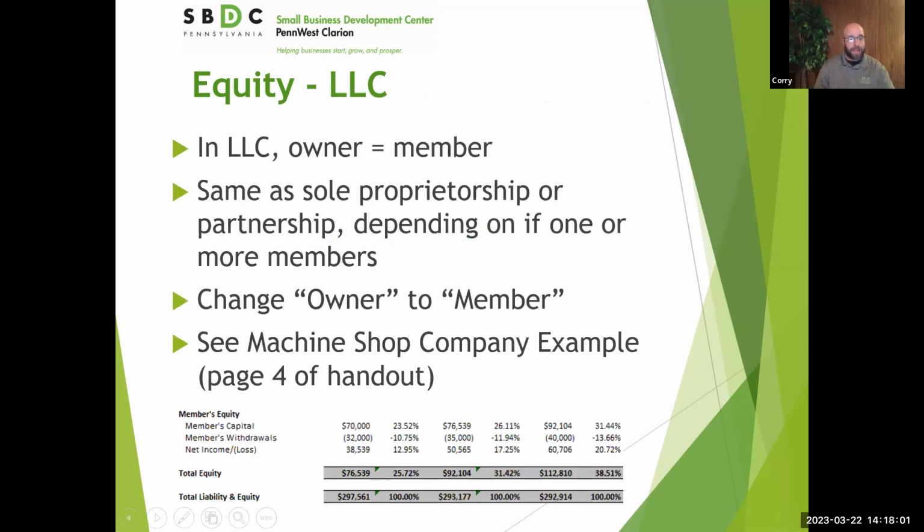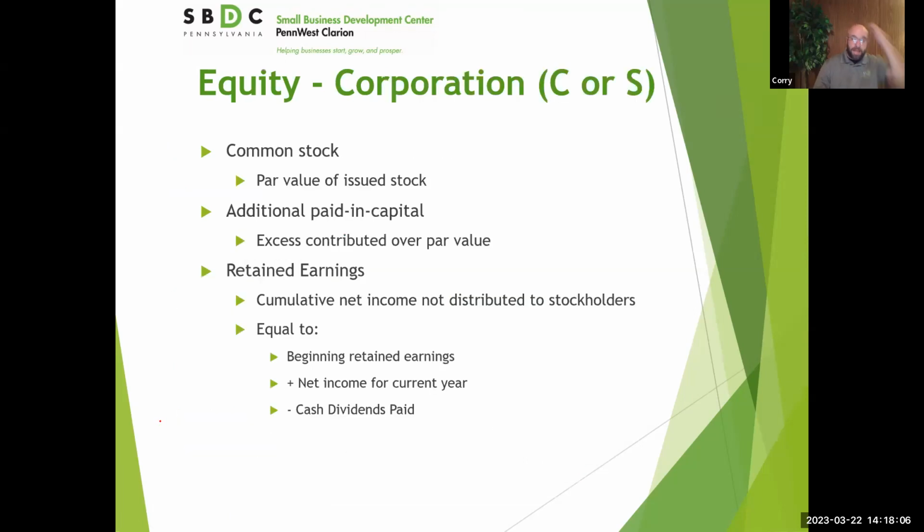If we go back a slide, you'll see here the members' capital. In the S corporation or C corporation, it's called the retained earnings. That's the equity account that flows from one year up to the next year. What you see here is that equation: the beginning retained earnings plus your net income for the current year, minus any cash dividends paid out, will equal your retained earnings, which then flows up to the next year. It becomes the beginning retained earnings for the next year.